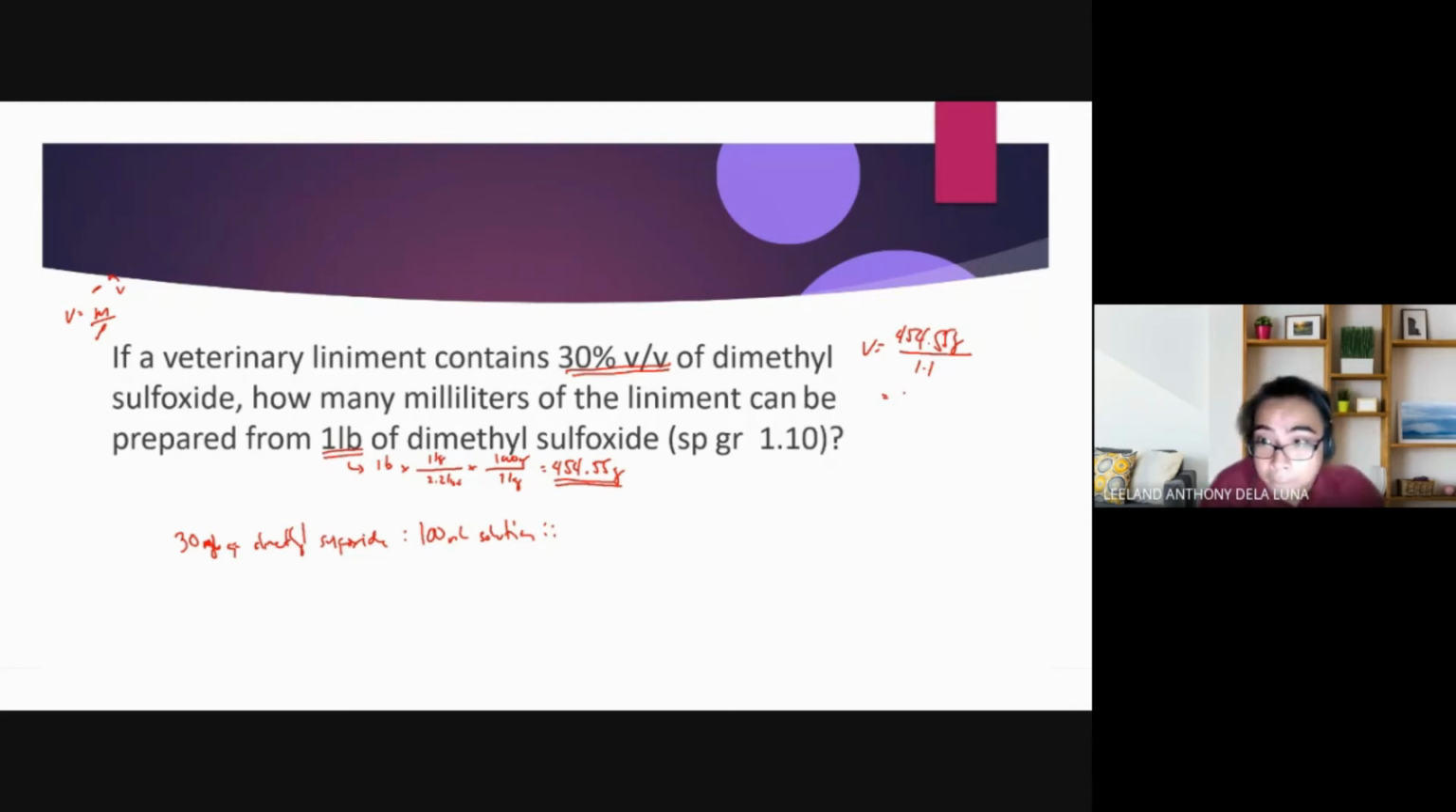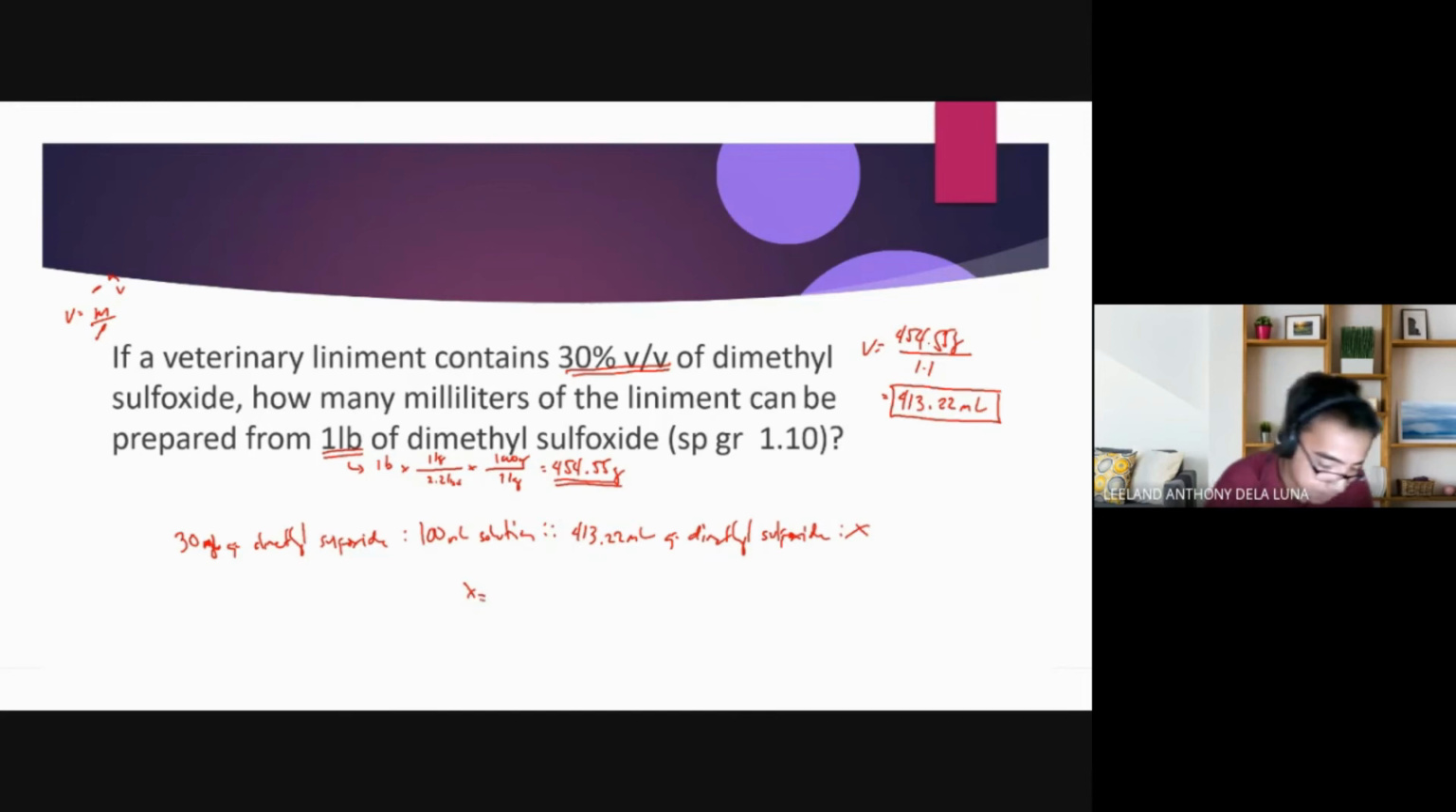Equals 413.22 ml. So yun ang volume ko. So therefore, class, 30 ml of dimethyl sulfoxide to make a 100 ml solution. So kung gagamit ako ng 413.22 ml of dimethyl sulfoxide, gaano karaming preparation ang magagawa ko? Gaano karaming solution ang magagawa ko?